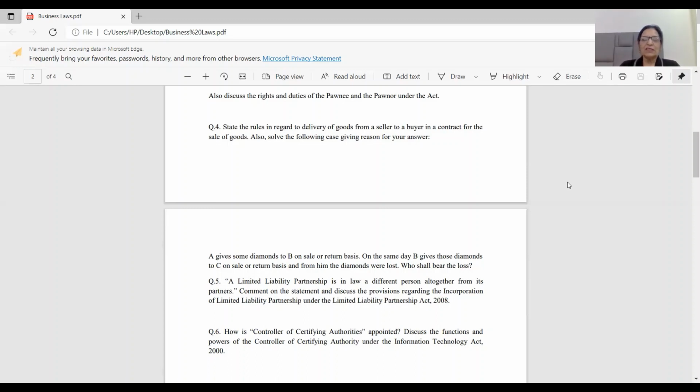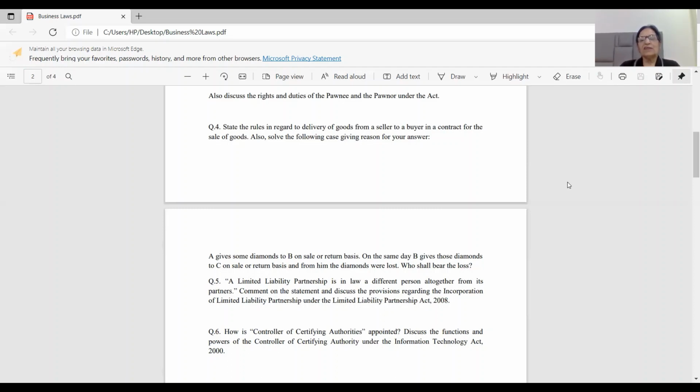Now coming to the last question, which is how is Controller of Certifying Authorities appointed? Discuss the functions and powers of the Controller of Certifying Authority under the Information Technology Act 2000. Controller of Certifying Authority is the CCA. CCA is always appointed by the central government.